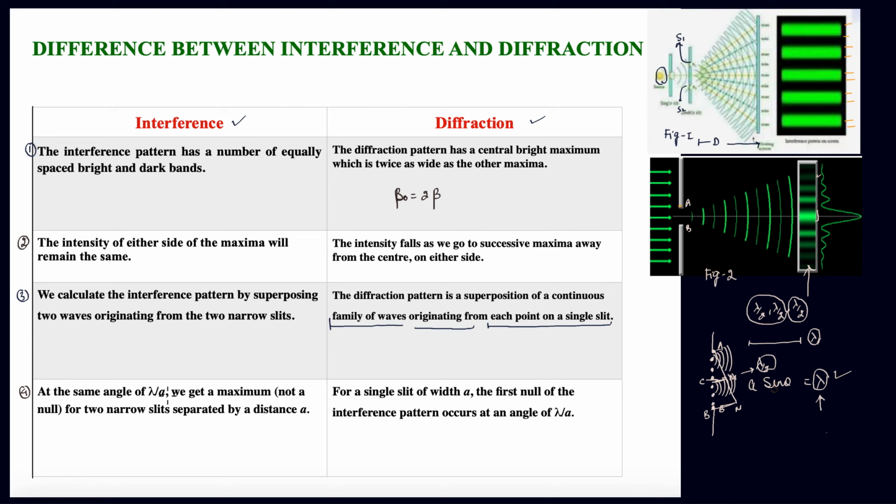At the same angle lambda by a, we get the maximum on the screen for the two narrow slits separated by a distance a. So we are talking about this. We get the maximum at this point, but here we will get the minima at this point, right? So for the single slit of width a, the first null point, that is the minima of the diffraction pattern, occurs at an angle of lambda by a. You do remember this sine theta. The condition for minima is sine theta n is equal to n lambda by a. So this is what I'm talking about, right? So this is all about the difference between the interference and diffraction pattern.